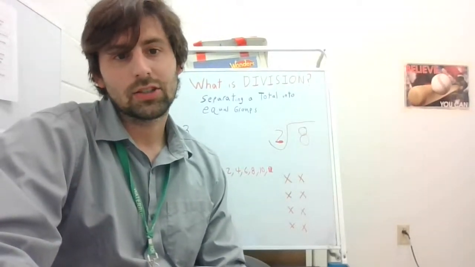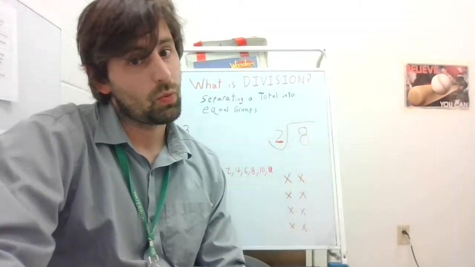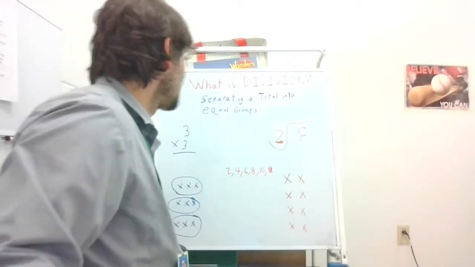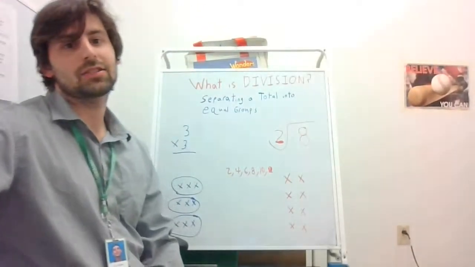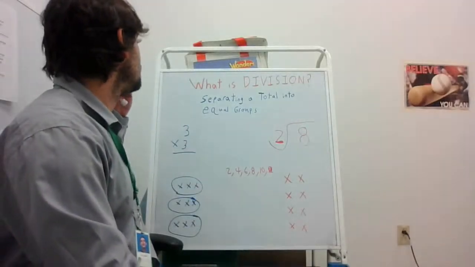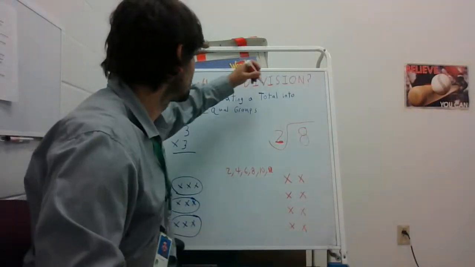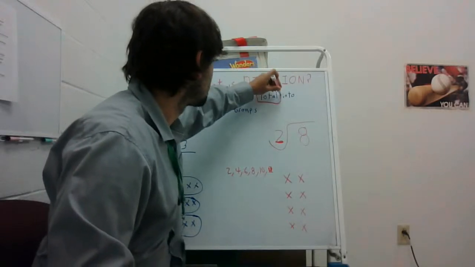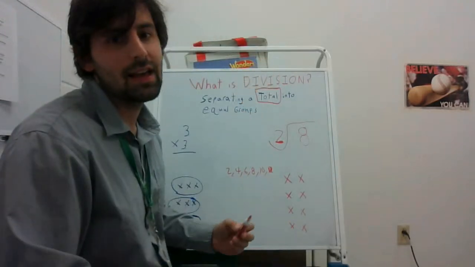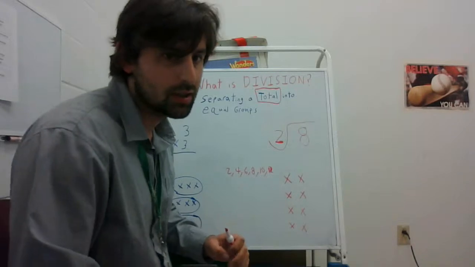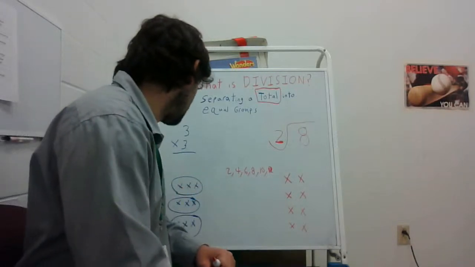So today we are answering the $1,000,000 question, what is division? Got the definition right here and I got some visuals. So division is separating a total into equal groups. So division is the opposite of multiplication.